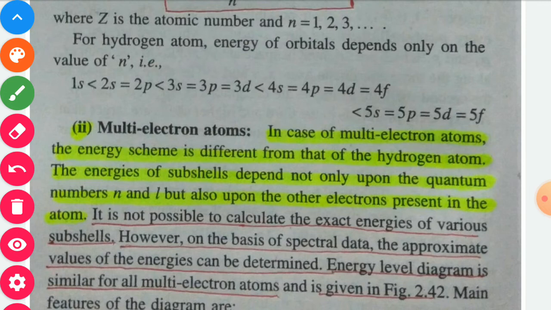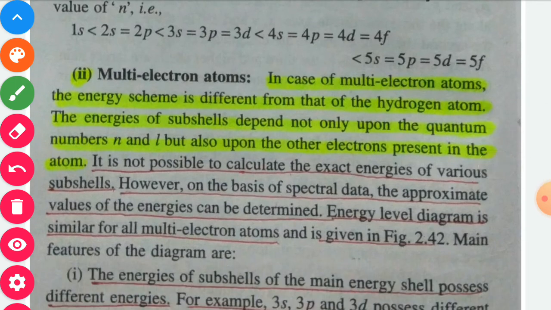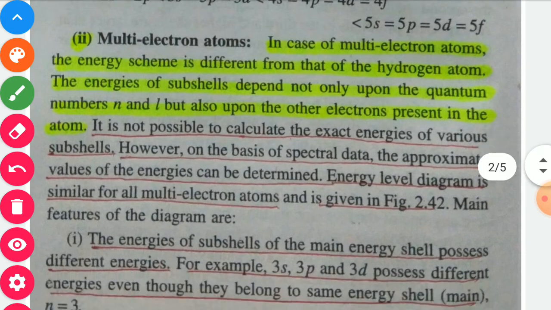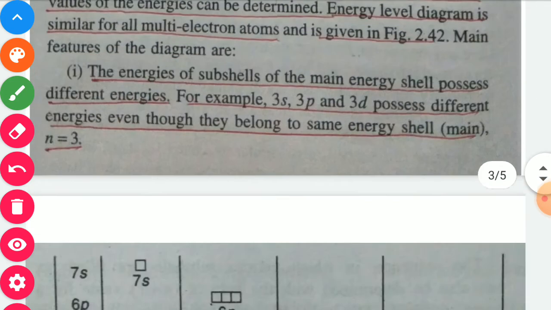It is not possible to calculate the exact energy of various subshells, because the electrons in the various subshells are found such that the various subshells do not have identical energy. So in such a case, exact energy can't be calculated. But for a chemical species containing only one electron, we may calculate the exact value of energy. However, on the basis of spectral data, an approximate value of energy can be determined. The energy level diagram is similar for all multi-electron atoms and is given in the following figure.